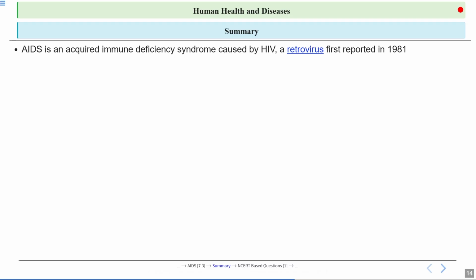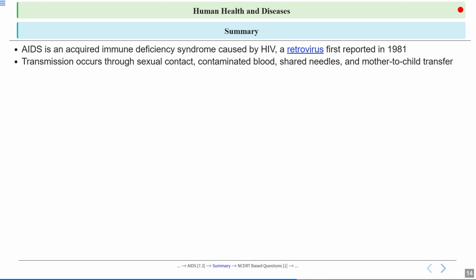Okay, now let's summarize this topic. We talked about AIDS today. We have discussed that AIDS stands for acquired immunodeficiency syndrome. It's caused by HIV, which is a retrovirus. HIV was first reported in 1981.